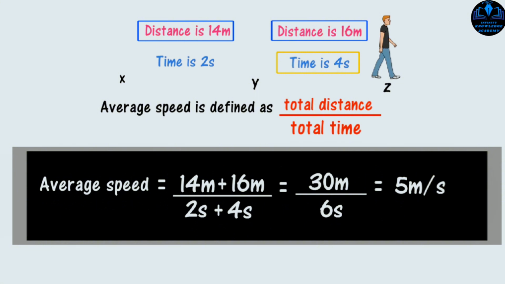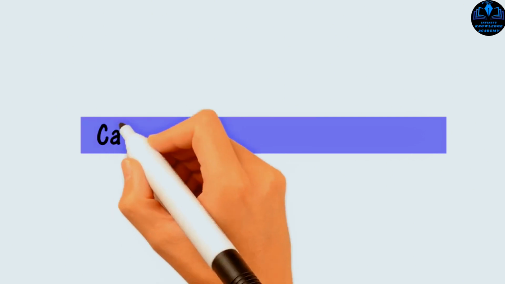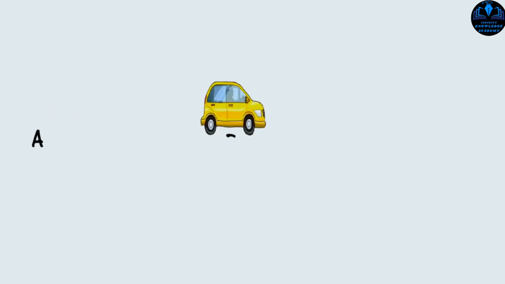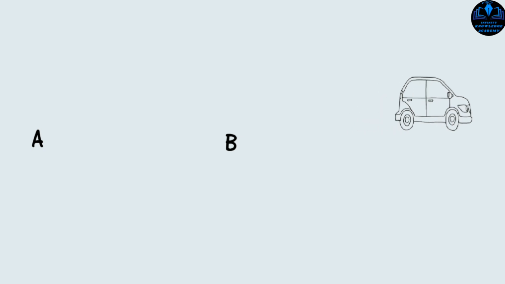Now keep it in your mind, average speed is always different from instantaneous speed. Here the instantaneous speed may be something different and average speed is 5 meter per second. Now how do you calculate the instantaneous speed? Let's say a car is standing at a point A, and the car is moving to the point B, and then the car is moving to the point C.